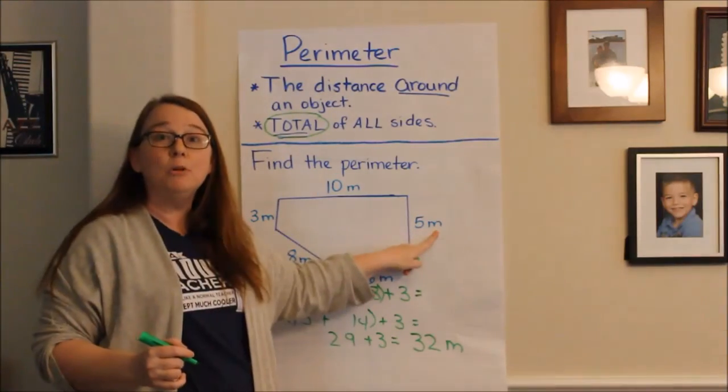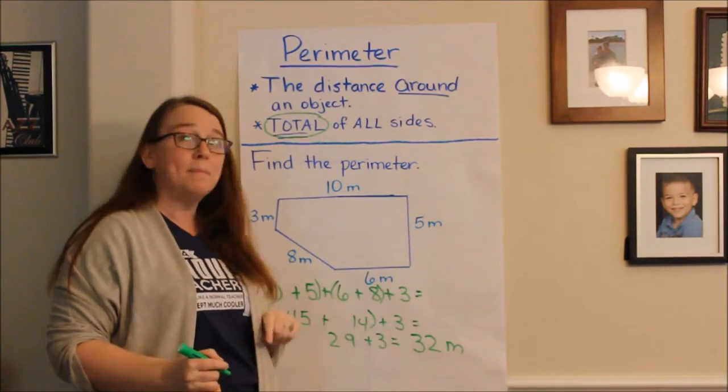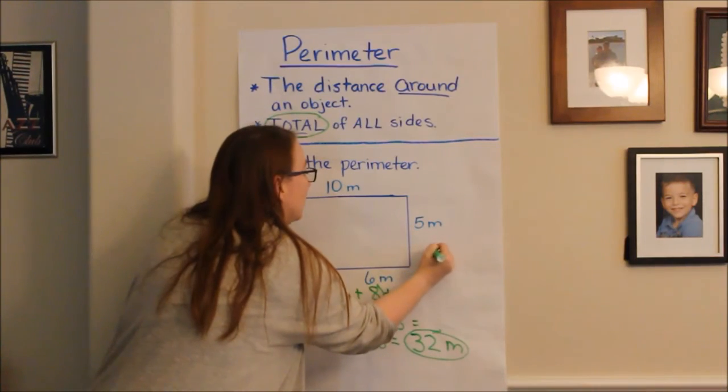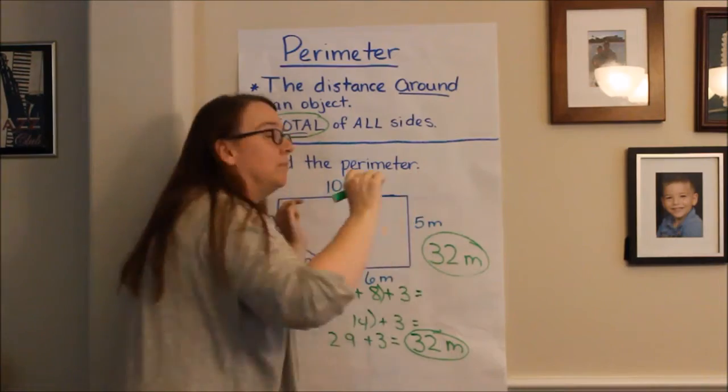And I'm going to make sure I label it with meters, because all of my lengths are in meters. My perimeter should also be in meters. So my final perimeter is 32 meters.